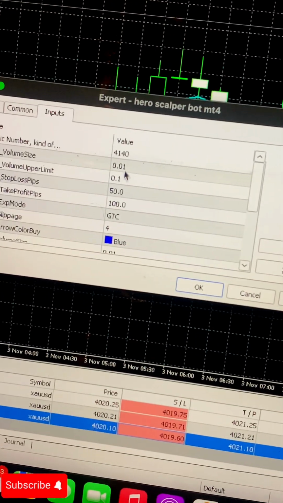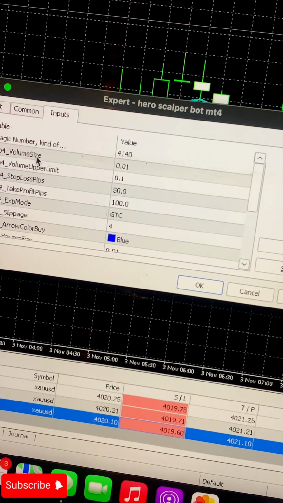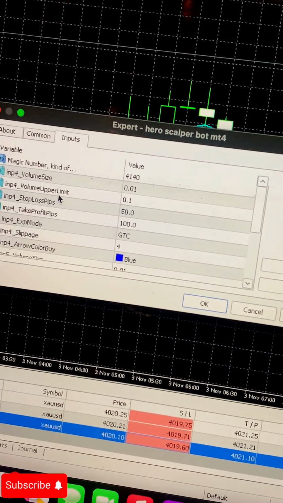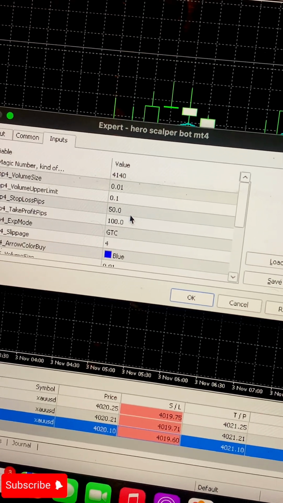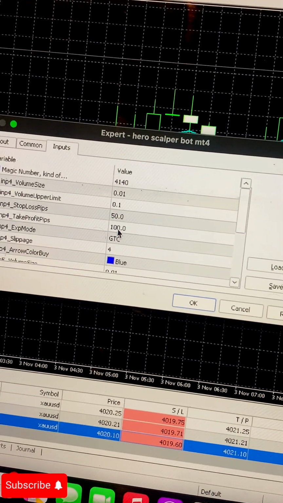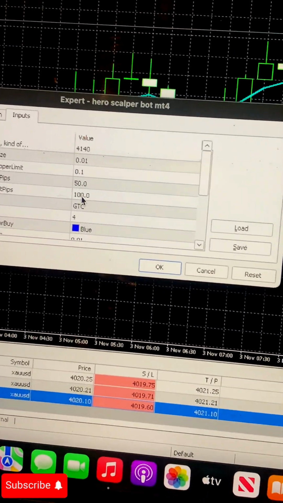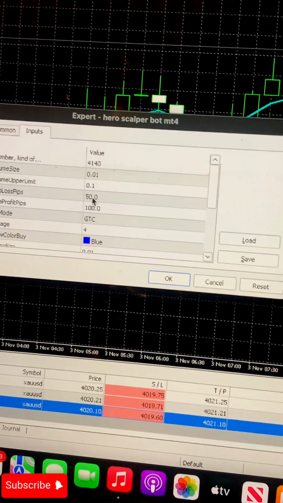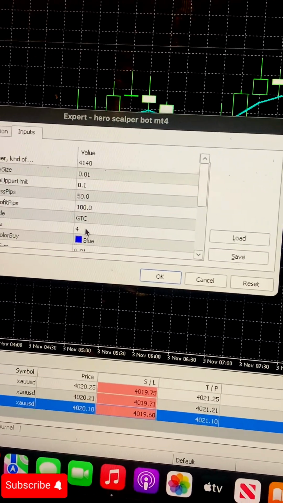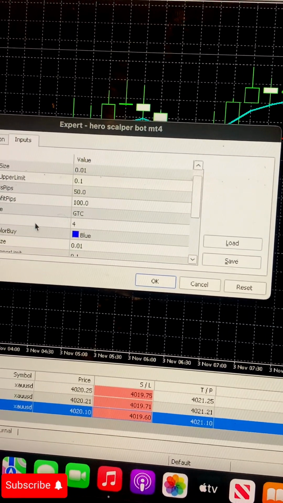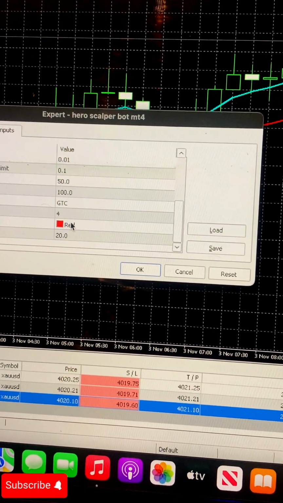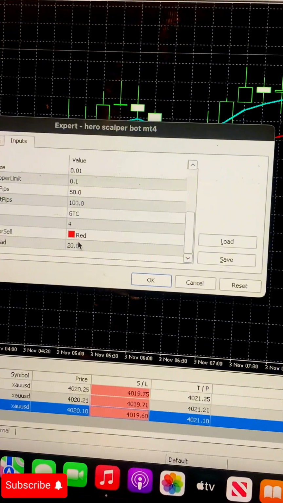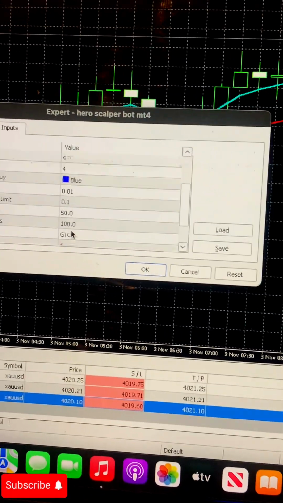This is the magic number, kind of volatility, people's volume. Then the volume upper limits. You can see stop loss pips, right, which is 50 pips. Then profit 100, which is making it take $1, and this is making it stop at 50 cents, right? Slippage 4. You can see slippage rate, maximum speed 20. So I need to adjust all this.